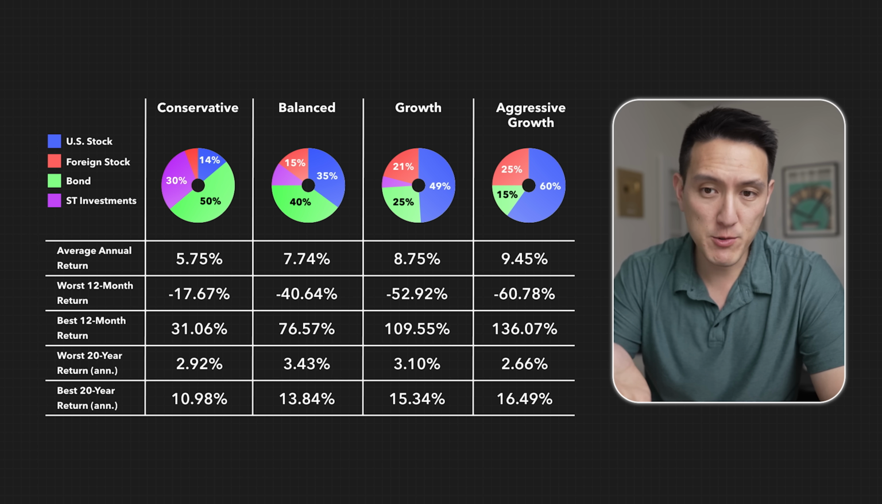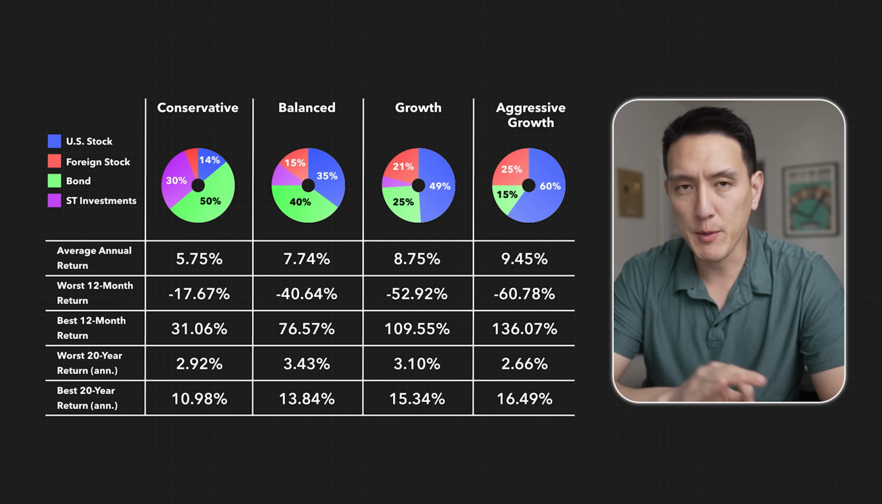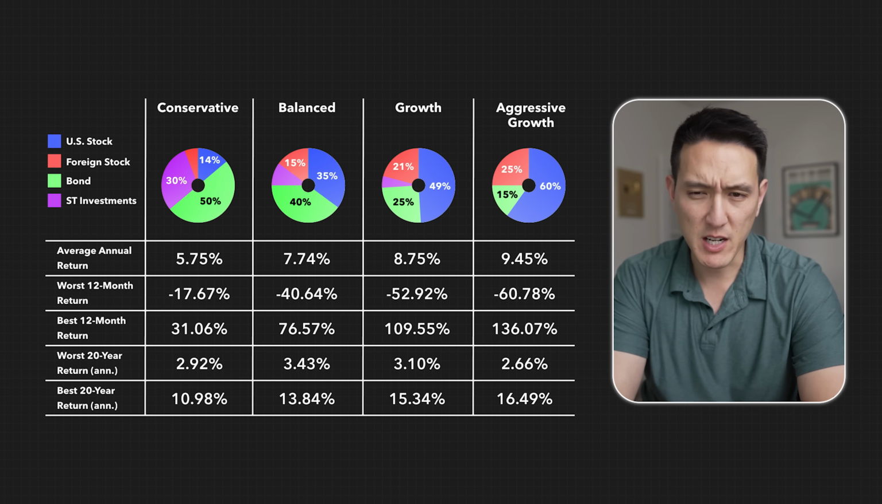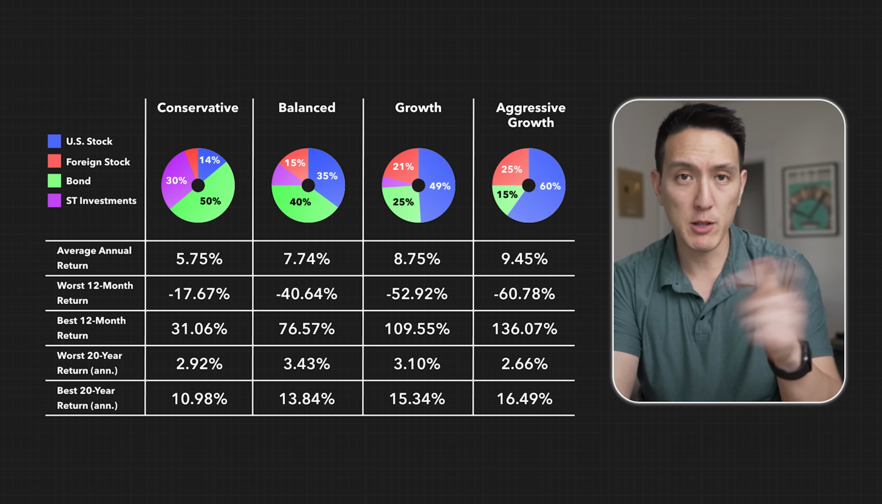They are 30-day treasuries. So for the sake of my points today, I'm going to simplify these pie charts. So you can feel free to pause the screen and to see how these portfolios performed over different periods of time, and also link this study in the description below for further reading.